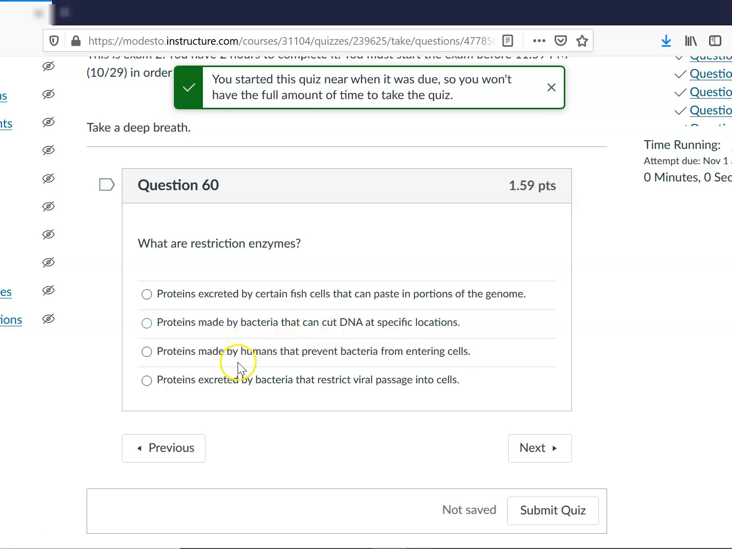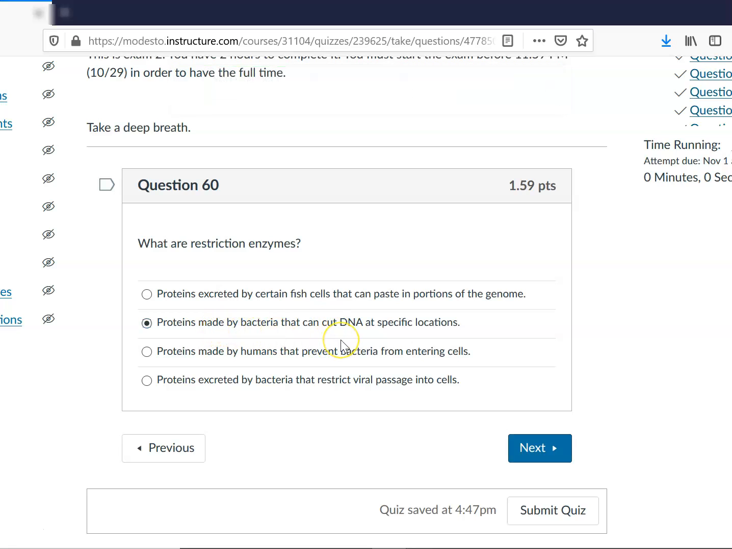What are restriction enzymes? Those are those little scissors. Proteins made by bacteria that can cut DNA at specific locations. I'm going to ramble for a second, but those were originally a bacterial defense system against viruses. Ramble was shorter than I thought it was going to be. Good for me.